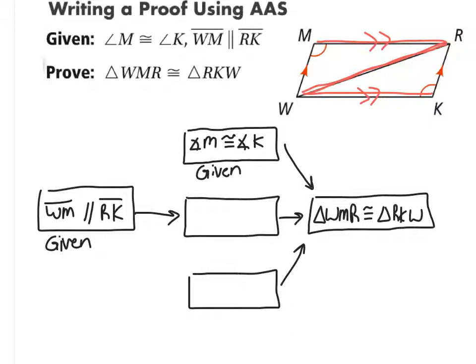So that is a common mistake. You've got to make sure when you're looking for alternate interior angles that you are actually picking the sides or angles formed given the parallel lines. So we have to use this segment and this segment, meaning I have to use this transversal, giving me angle MWR congruent to WRK.